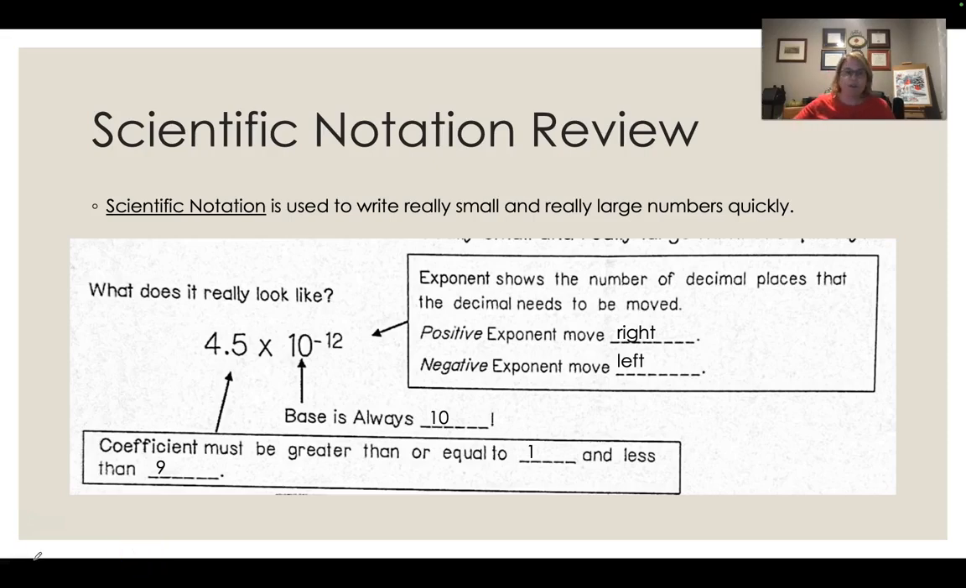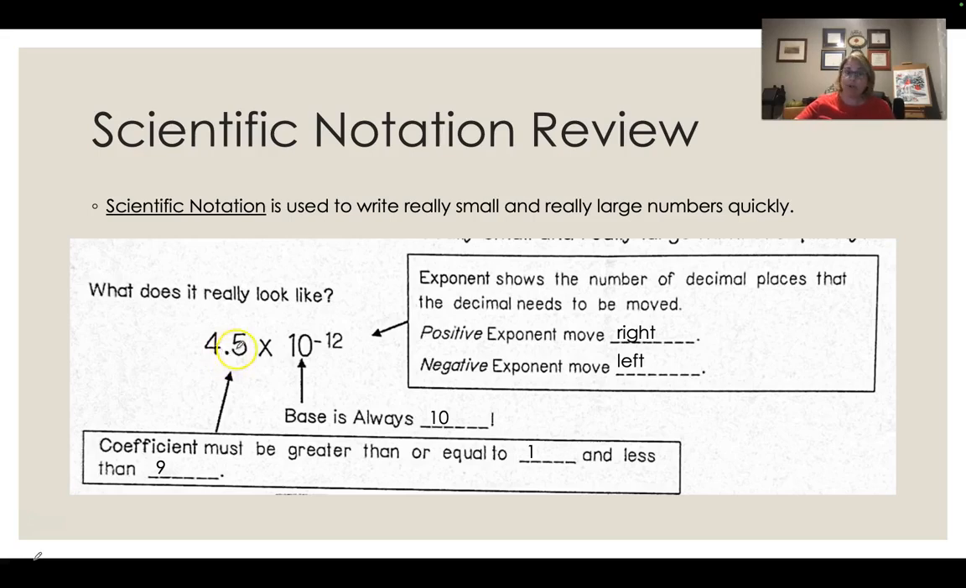So what does it look like? Well, any number that's properly written in scientific notation is going to have a number, this coefficient, that is greater than or equal to 1. So this first number that we see here, in this case it's a 4, must be greater than or equal to 1, but less than 10. So it has to be a number from 1 to 9.